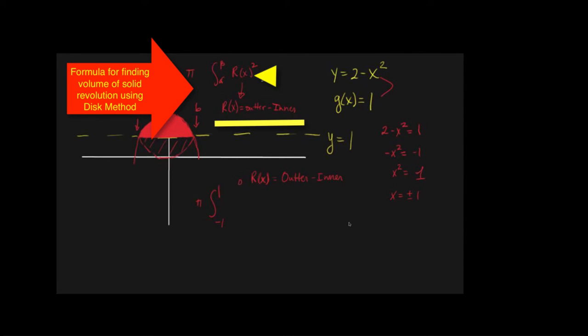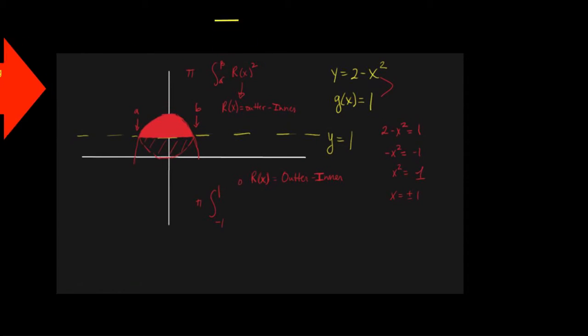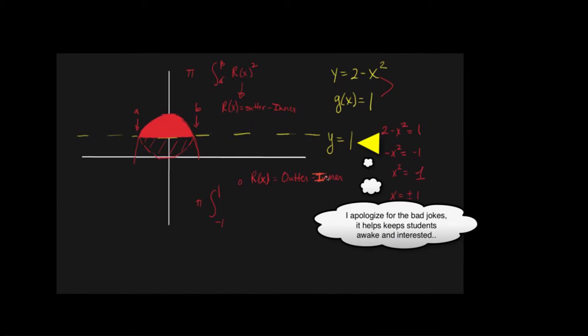But on this problem, our inner is not 0. What is our inner function? It's 1. Juan is messing it all up for me. Why you do this, Juan?